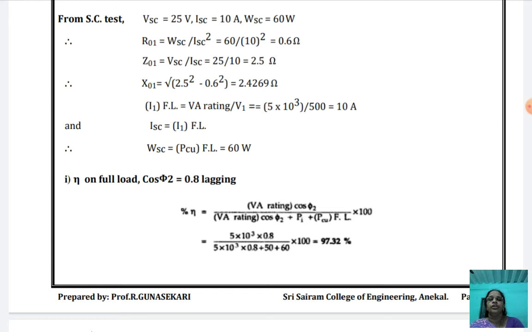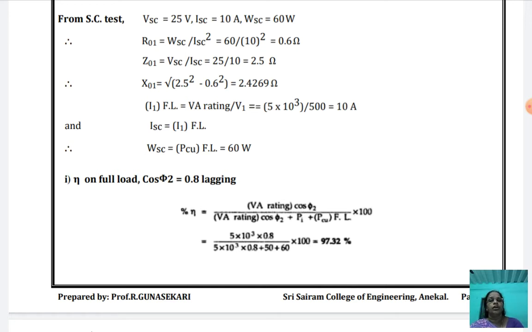So we know the formula for R01. Normally, copper loss means what? I already told you the copper loss is determined from the short circuit test, which is represented by Wsc. So what is the formula for copper loss? I squared R only. This is the short circuit test. Therefore Wsc is equal to Isc squared into R01 only.